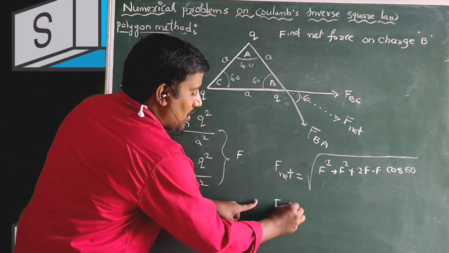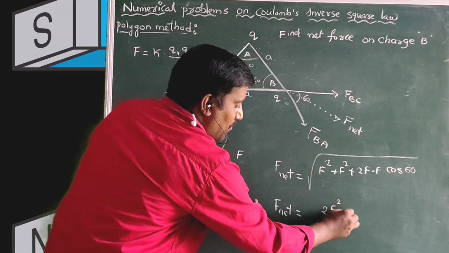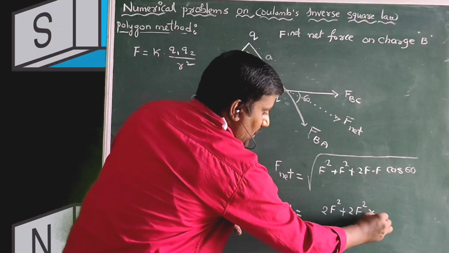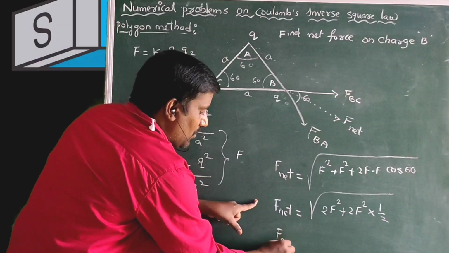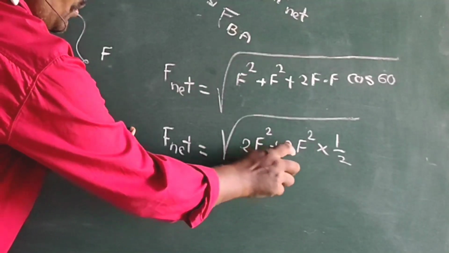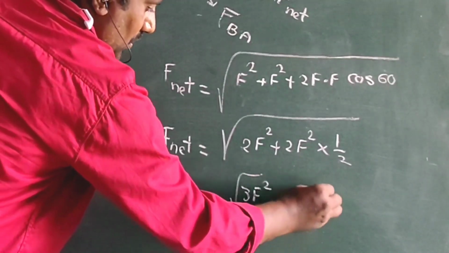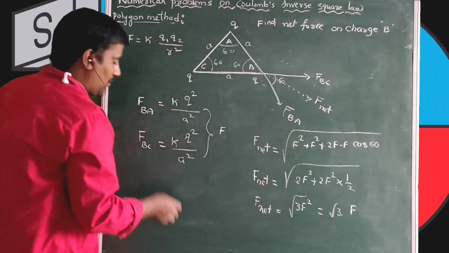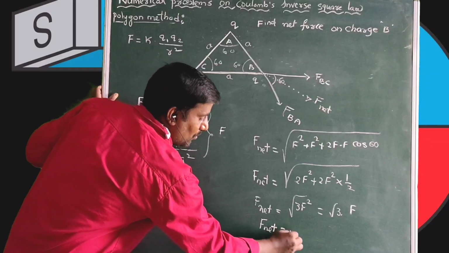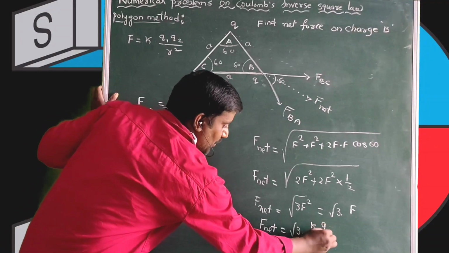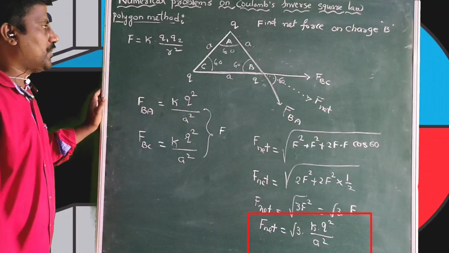Cos 60 is 1 by 2. Therefore the net force on charge B is root of F square plus F square, 2F square, plus 2F square into cos 60, which is 1 by 2. So F net is equal to root of 2F square plus F square, so finally root 3 F square, so this is root 3 into F. Therefore the net force on B, F net, is equal to root 3 into K Q square by a square. This is the net force on charge B due to the remaining charges A and C.